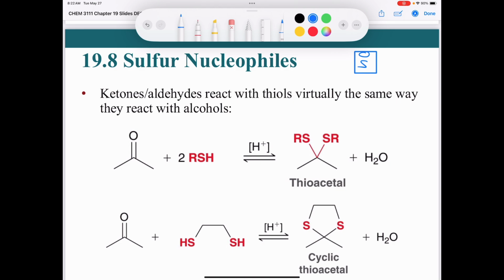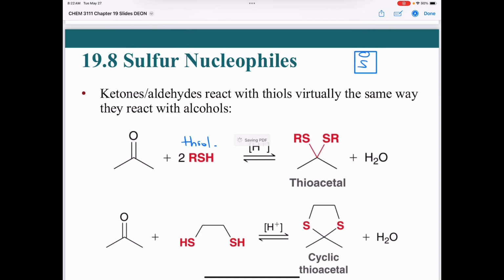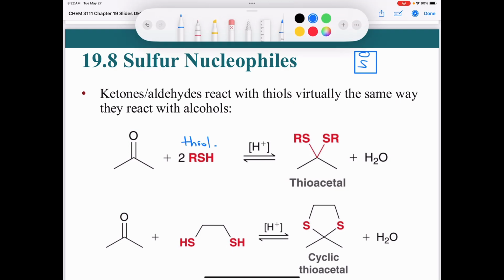And so just like a ketone or an aldehyde will react with an alcohol in the presence of a catalytic amount of acid to give you an acetal, if we have two equivalents of a thiol, so this is what we call a thiol, it's the sulfur analog of an alcohol. So if we have two equivalents of a thiol plus our ketone or aldehyde, catalytic amount of acid, we end up with a thioacetal plus water.